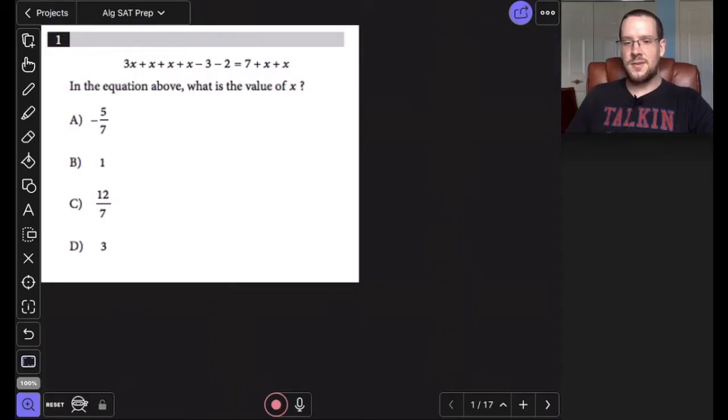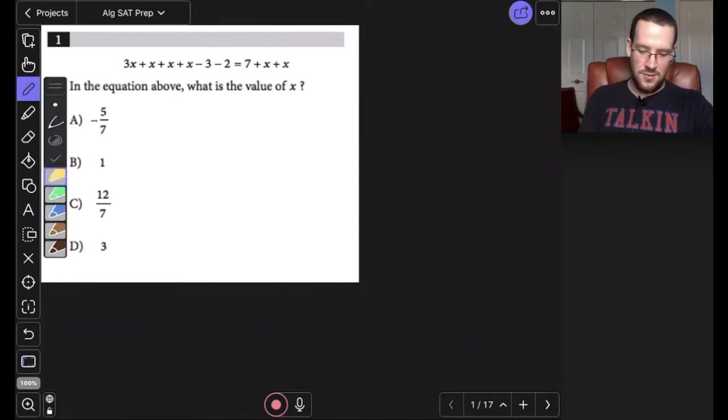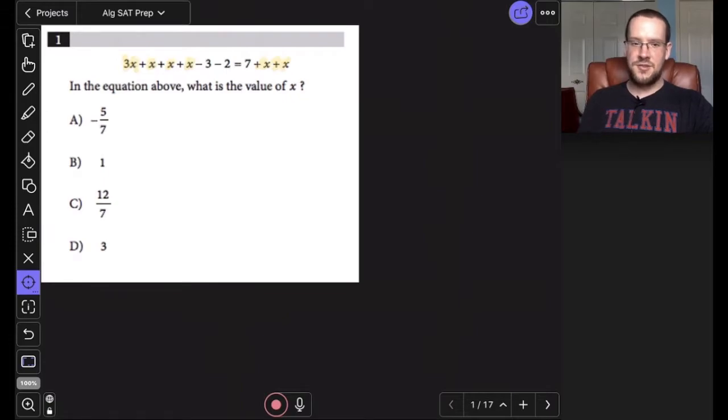First thing I do when I see this problem, I see right away what they want you to do. They want to know, can you combine like terms? So what I'm going to do here is look at all the pieces of junk and then put that junk together. So let's see what junk we got. I highlighted the pieces of junk. We got 3x's plus 1x plus 1x plus 1x.